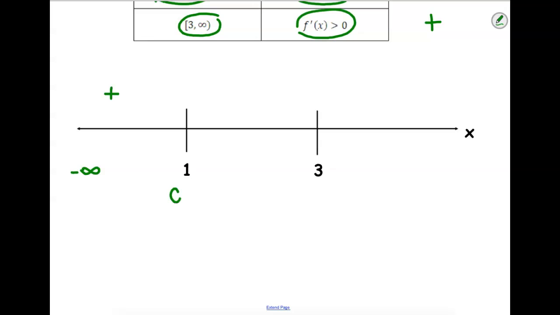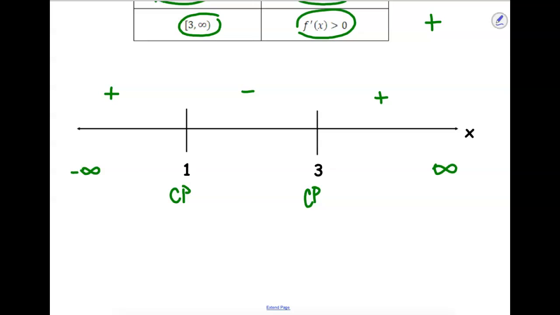And then there's a critical point at x equals 1. Our slope at that point was 0. And then between 1 and 3, the gradient was negative, so your sign is negative. And then at 3, when x equals 3, you had another critical point, and that gradient is 0. And then from 3 to infinity, that slope was positive.